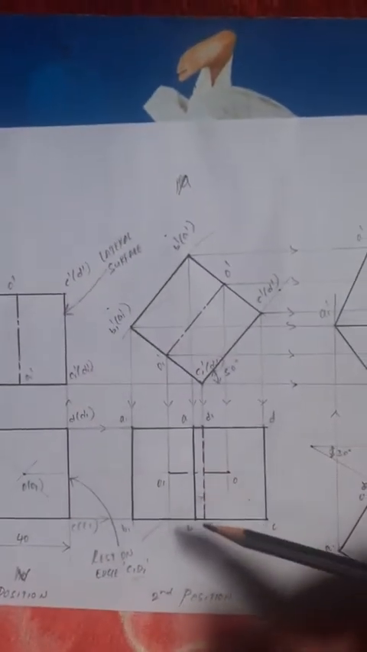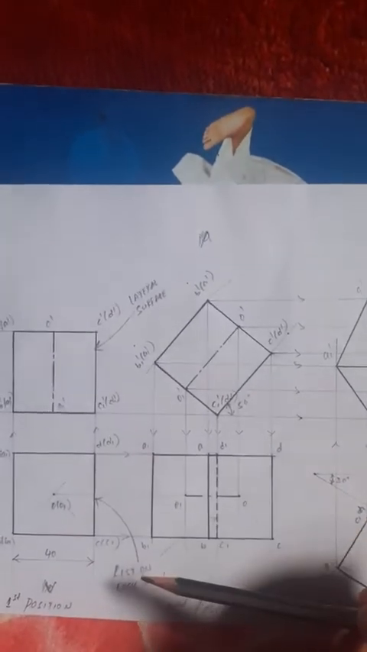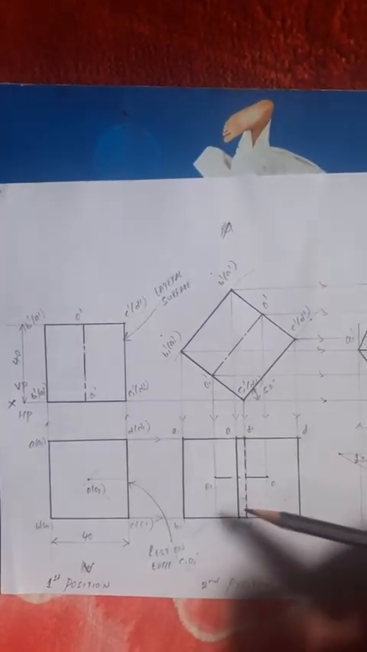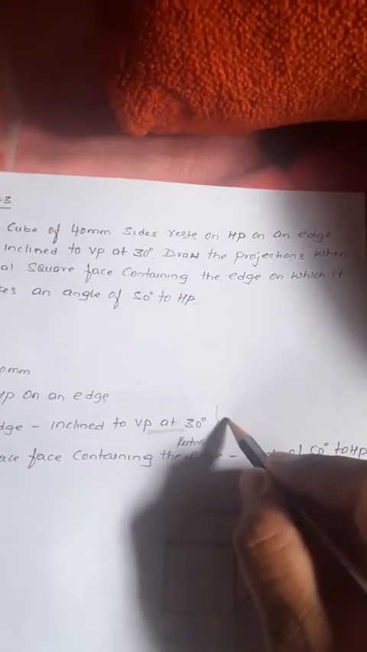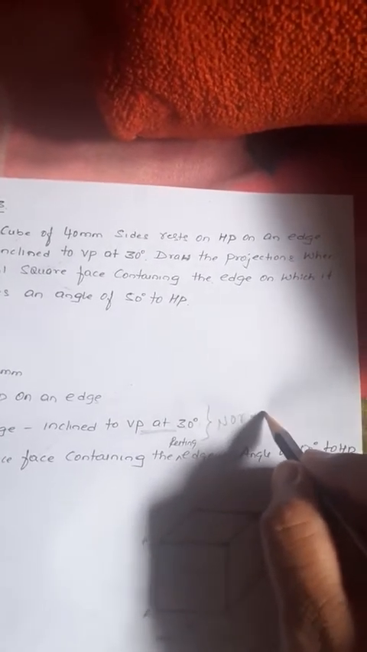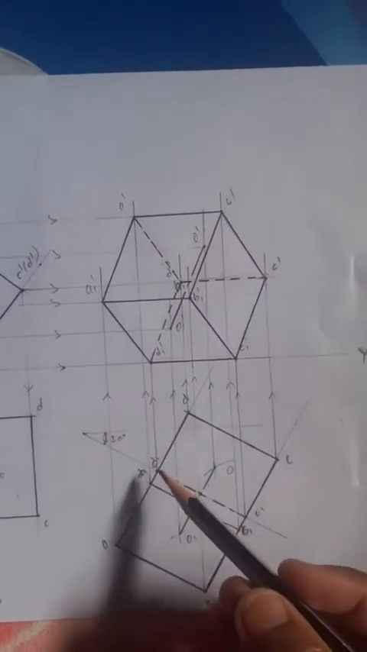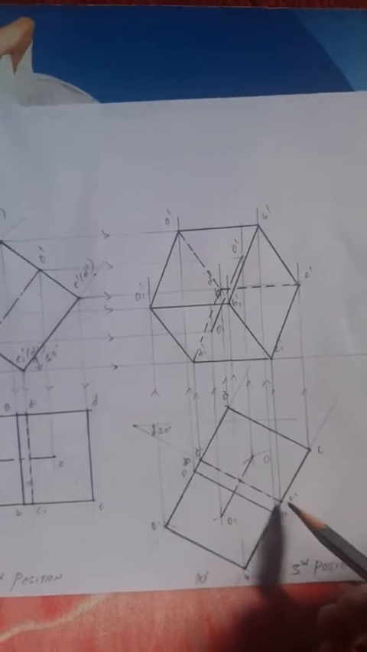The resting edge, does it change its dimension? C1 D1 is 40 mm only, right? C1 D1 is also 40 mm. That resting edge does not change its dimension. Now which method is it? It is the normal or direct method, right? Now draw a line parallel to the XY line. From that you draw a 30 degree line. This is a 30 degree line. On the 30 degree line rest the resting edge. What is the resting edge? It is C1 D1, measure 40 mm.